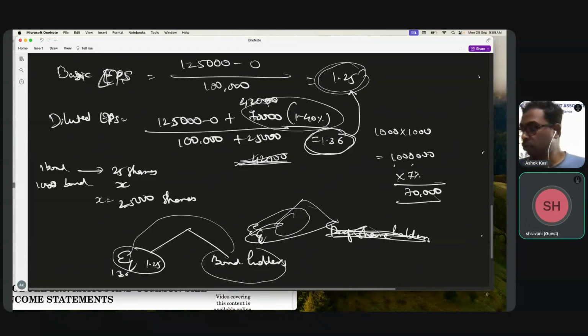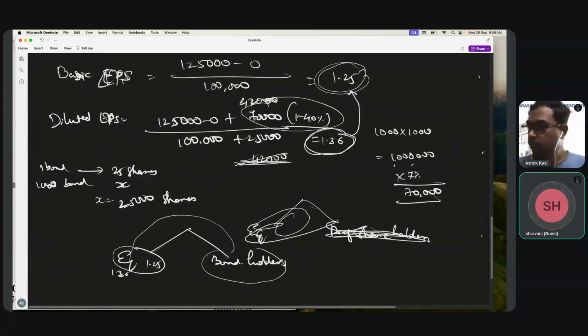They will decide not to convert, because it is their interest which equity holders are getting as profit. They are getting the benefits, right? So bondholders will say, I don't want to convert.